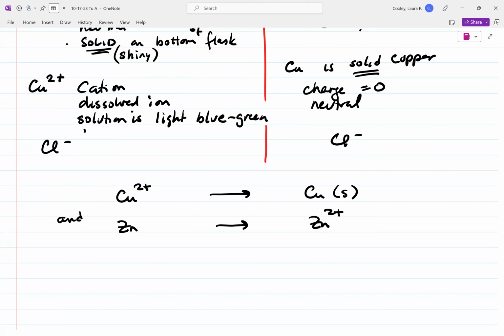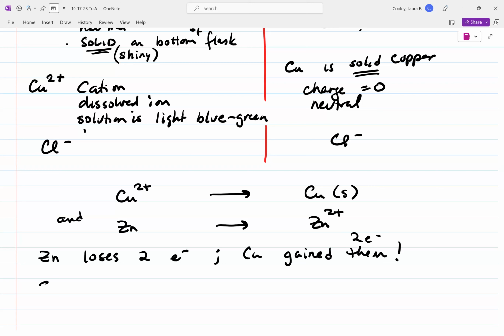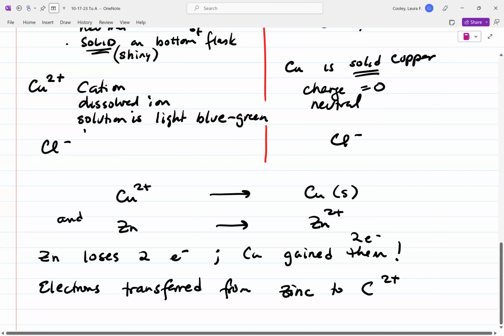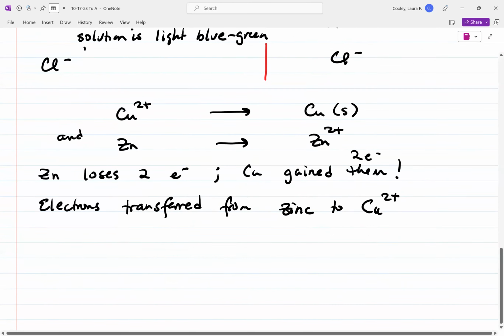Okay, so what happened here was that zinc loses 2 electrons and copper gained those electrons, those 2 electrons. So basically electrons were transferred from zinc to copper ions. It didn't start out as copper neutral, it started out as Cu2+, so that's where the electrons went to.